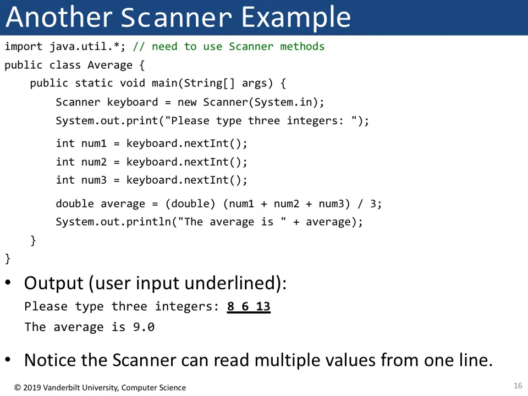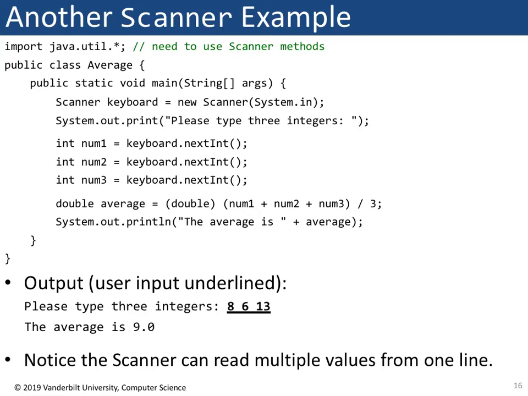So since there is more valid input on the stream, the next call to this method will grab the next portion of the input stream between white space, package it, and put it into num2. And finally, the last call will grab the last available integer on the input stream, 13, and put it into num3. Then we can do our processing: add them up, divide by 3, and cast that to a double.